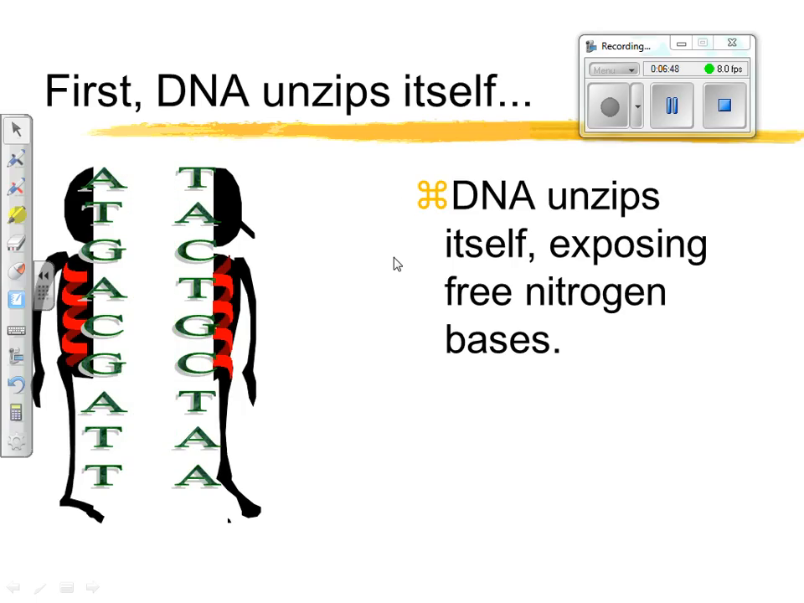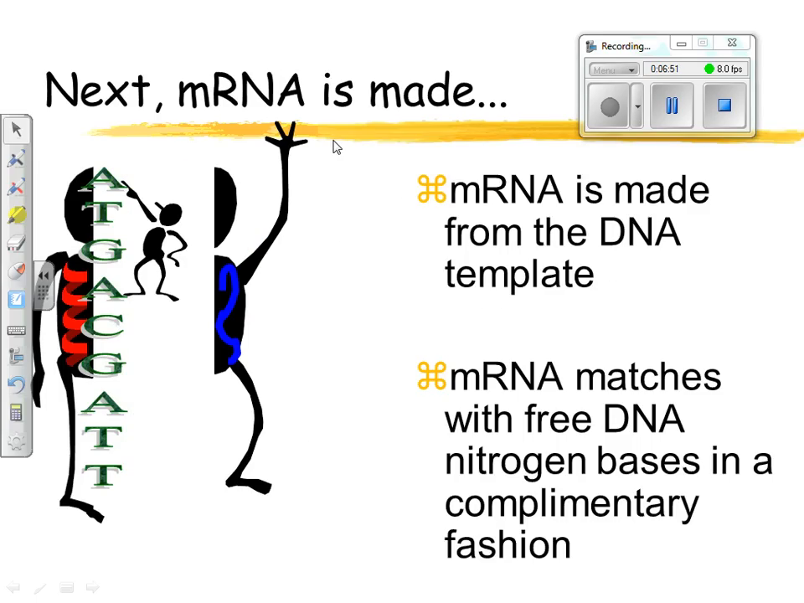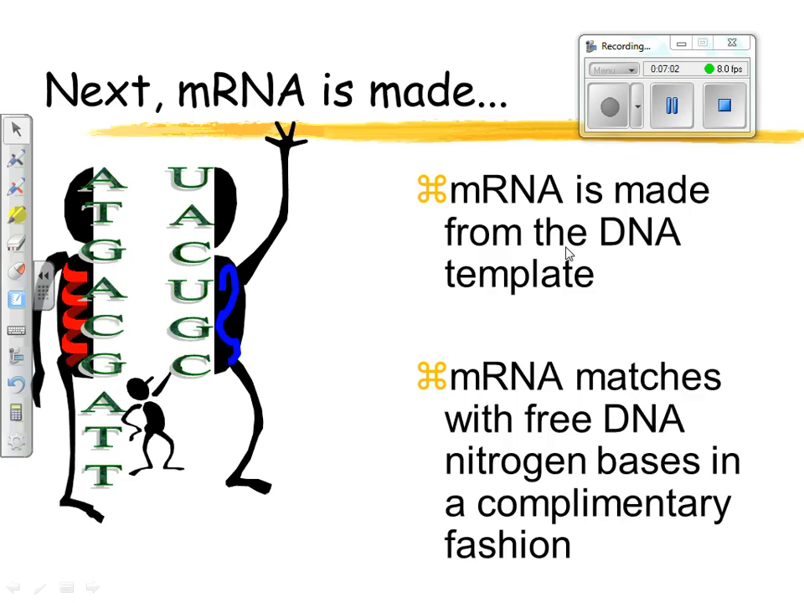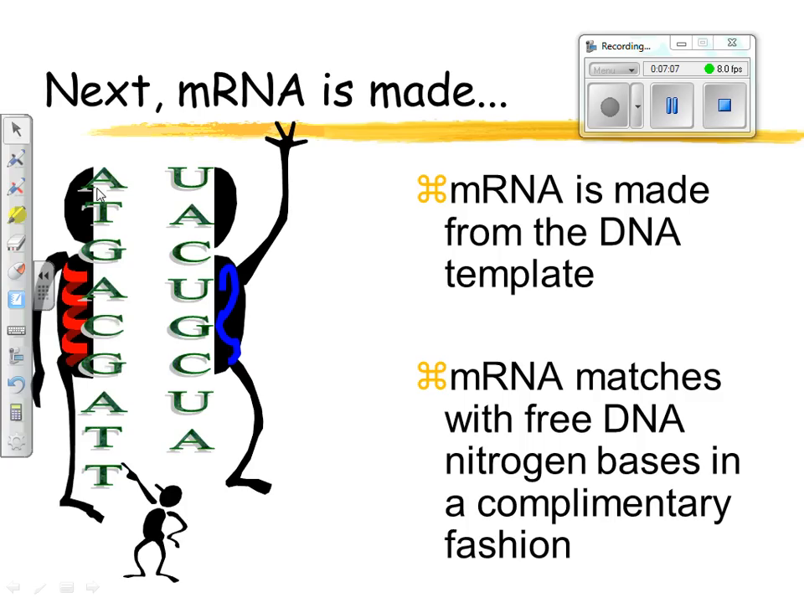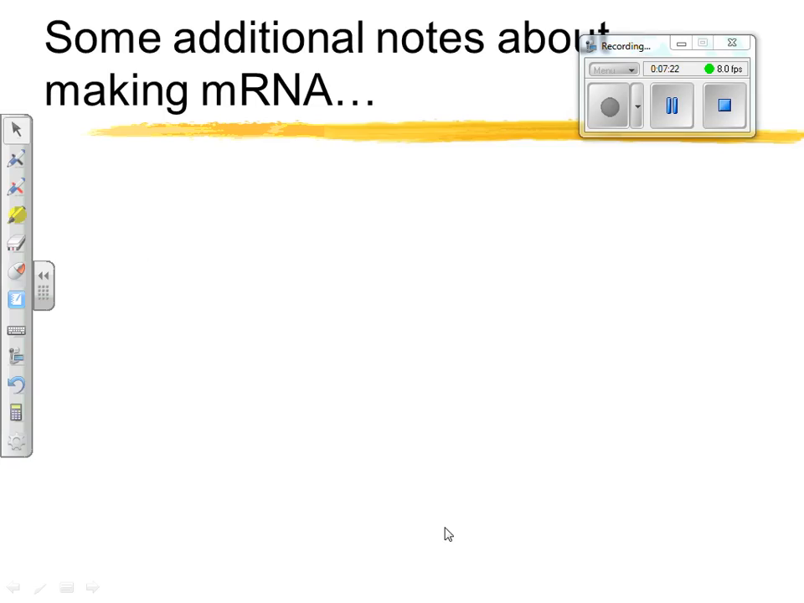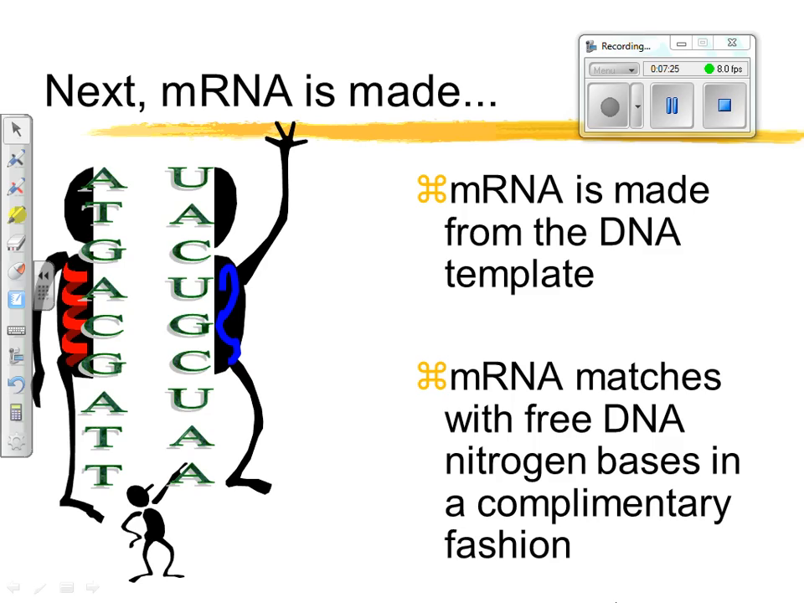So the first thing that happens in this process of transcription is that messenger RNA is made. All right, so what happens is messenger RNA is made from the DNA template. So what happens here is DNA unzips. Okay, DNA unzips. The hydrogen bonds between the bases, the nucleotide bases of the double helix, are broken. Okay, they're broken and they open up.